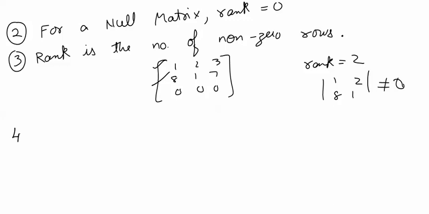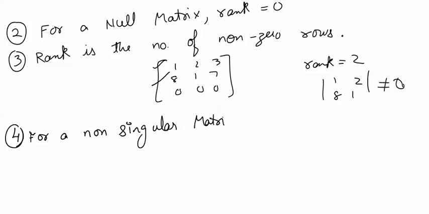Another property you can say is, for a non-singular matrix, its rank is equal to its order. Its rank is equal to its order, right? Very clear. It's quite evident with the definition of a singular matrix. You can always say that, right?